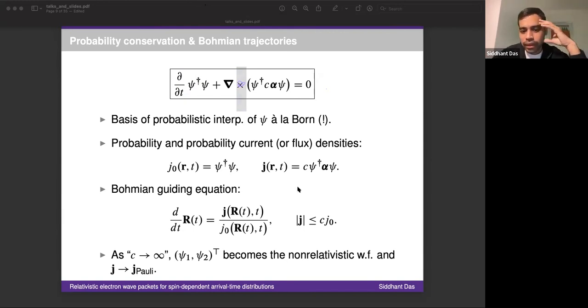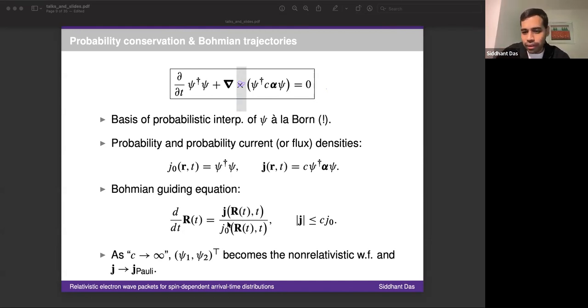One of the nice things about this current is that if you define a Bohmian velocity in the usual way, at every point along the trajectory you get a velocity which is less than or equal to c. This is an identity. You can do the Dirac matrices algebra and conclude that the absolute value of the current is always bounded by c times the density. So the Bohmian velocity is time-like. It can become light-like at a few points, but in general, it's time-like.